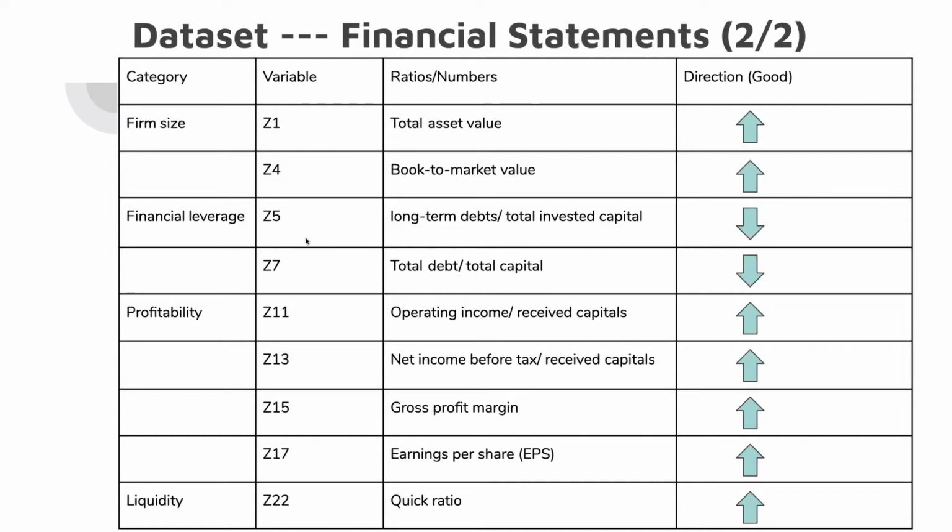And like Z5, the long-term debts divided by the total invested capital. If the number decreases, it's a good sign because it means that the proportion of the debt decreases. So it's a good sign for a company. So in this table, we can find some ratios we use.